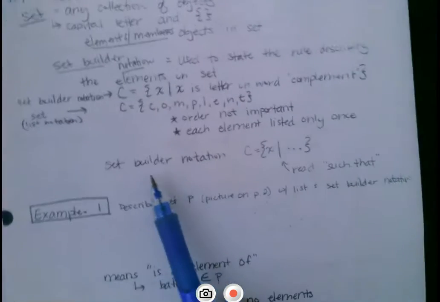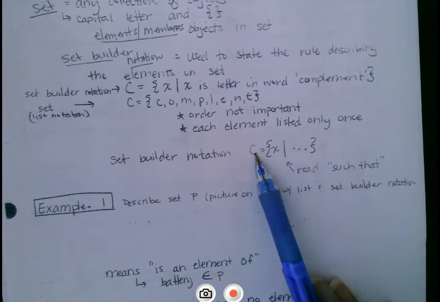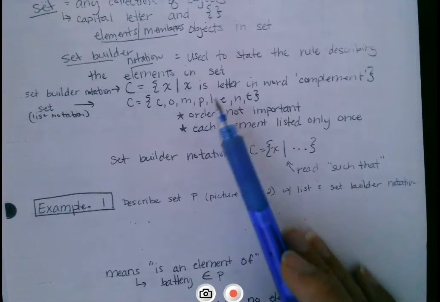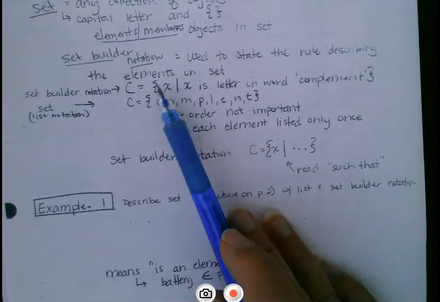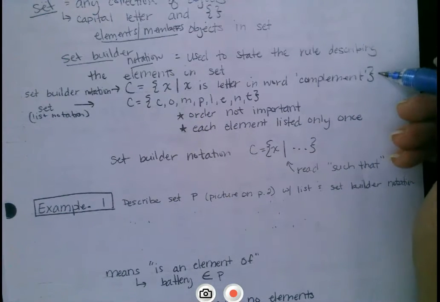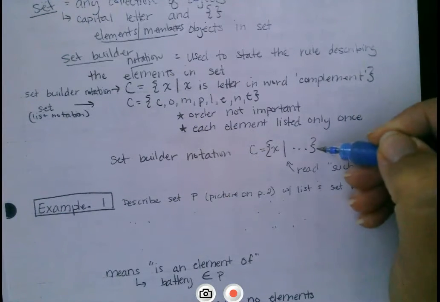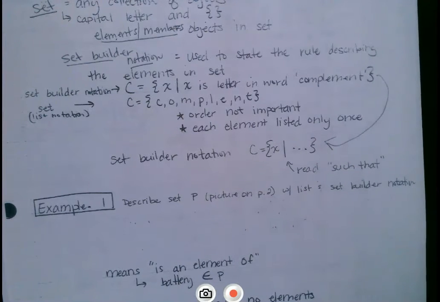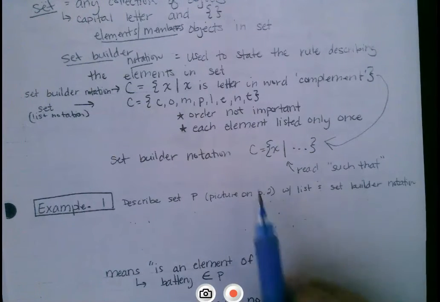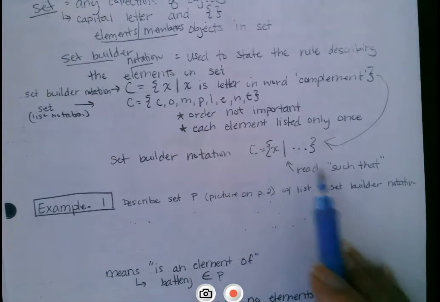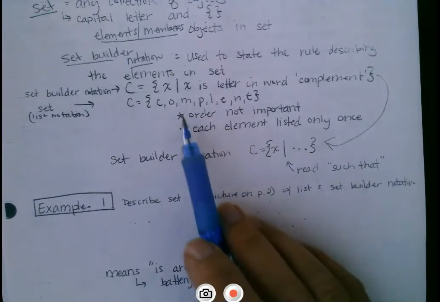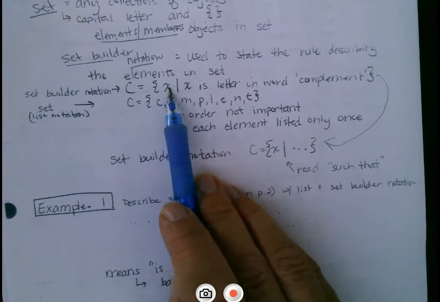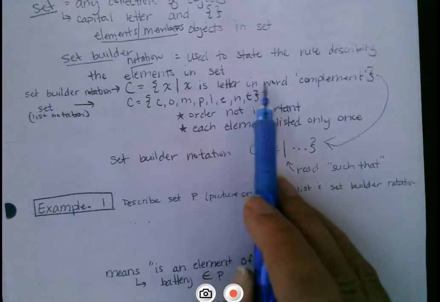So set builder notation ultimately looks like this. It's C equals X such that, and then you tell us what it is. This is how you would build your own set builder notation. And when we see this line, we read it as "such that." So set C is X such that X is a letter in the word complement.